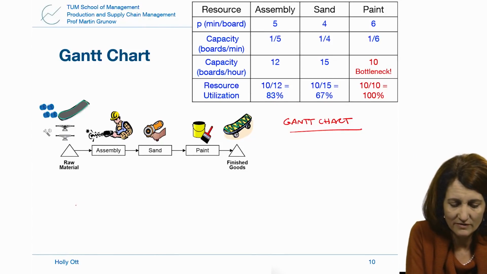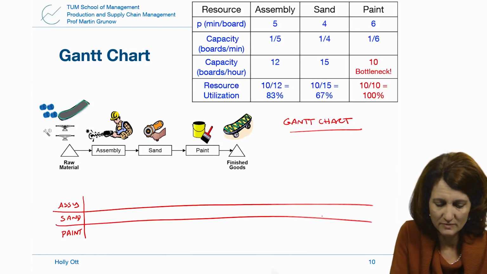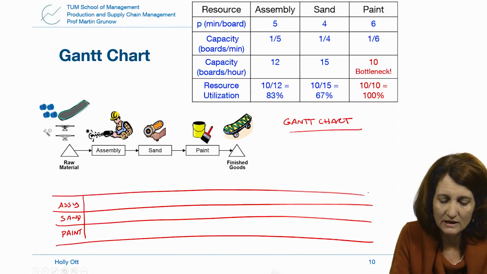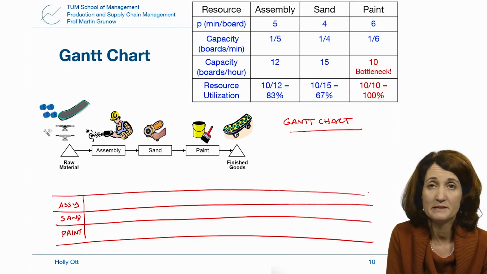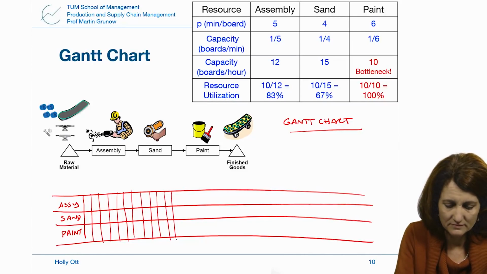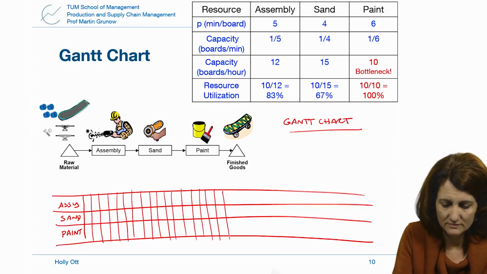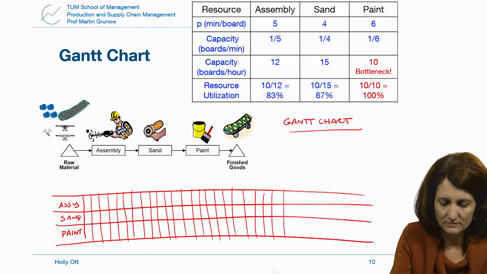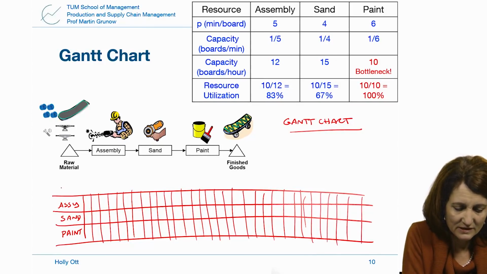We first look at our resources. So we have assembly, we have sanding, and we have painting, right? So this might get a little bit messy, so just bear with me here. The assembly, sanding, and painting. And we have different times, and we've been using minutes. So if I can take some time here to draw some minutes. A little sloppy. This is the time of our process, and it's in minutes.